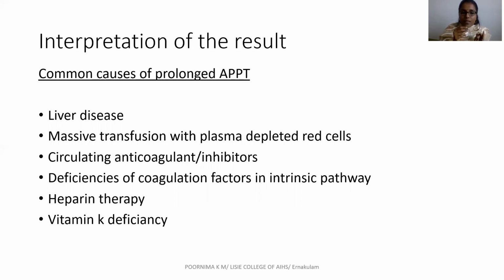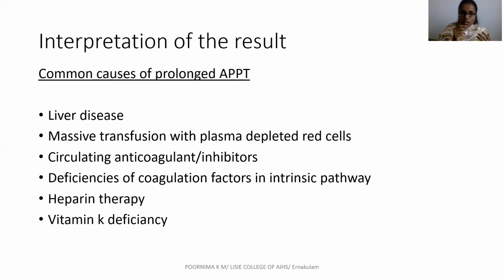Second one is massive transfusion with plasma depleted red cells. Suppose we are transfusing plasma depleted red cells, the majority of the coagulation factors are present in the plasma. So if we have transfused a patient with plasma depleted red cells, he will be lacking certain coagulation factors as the plasma is depleted.